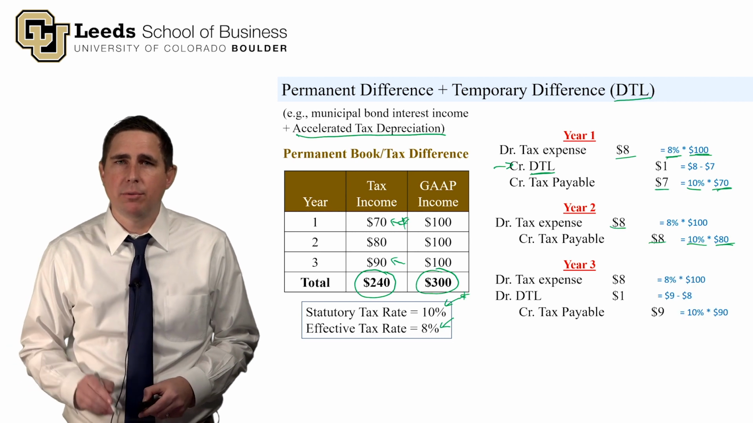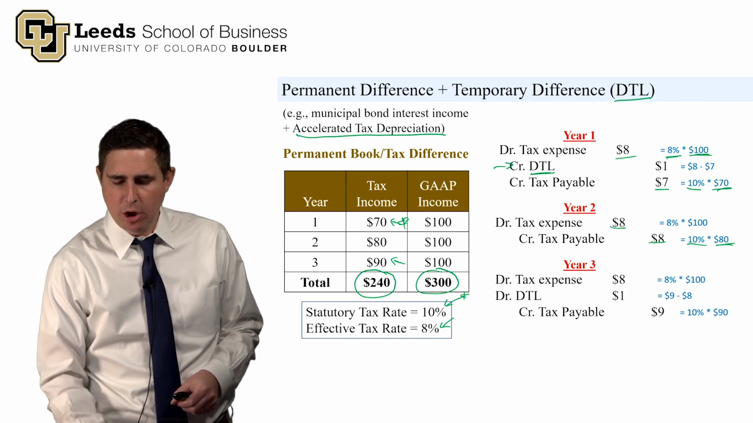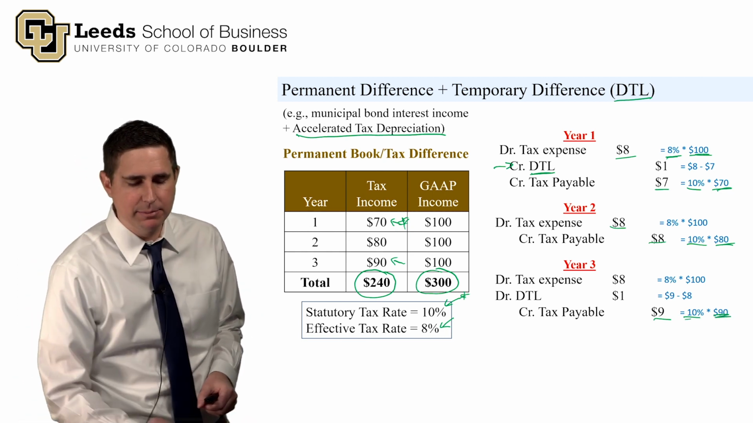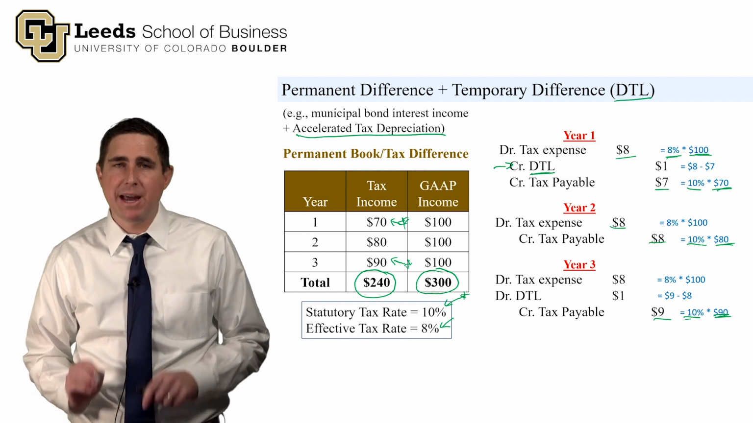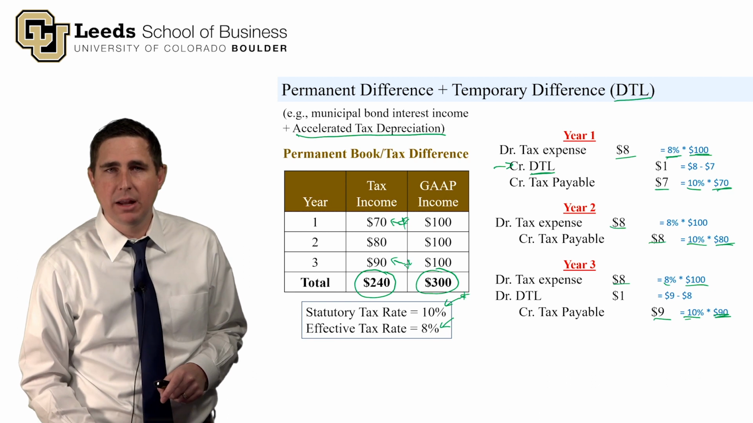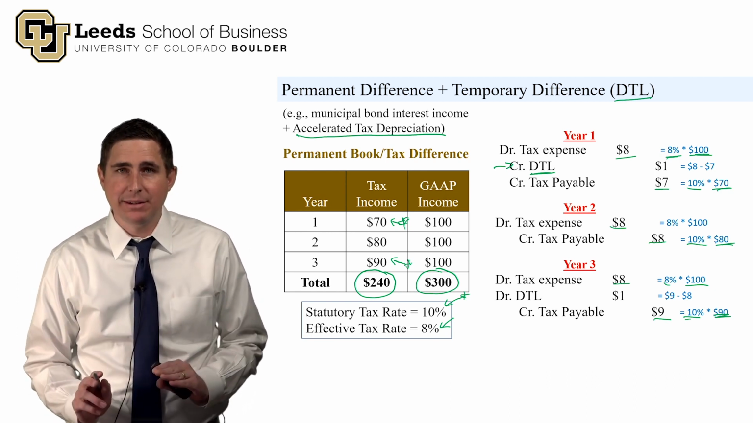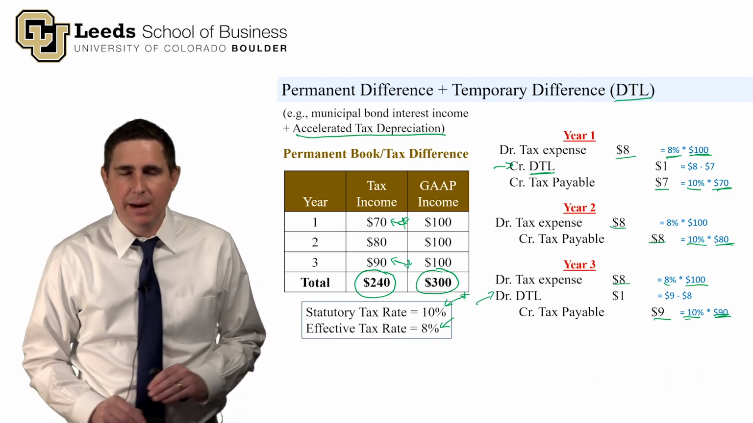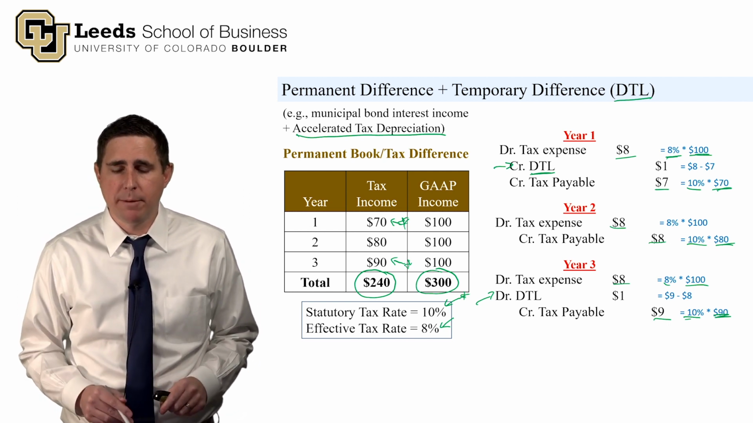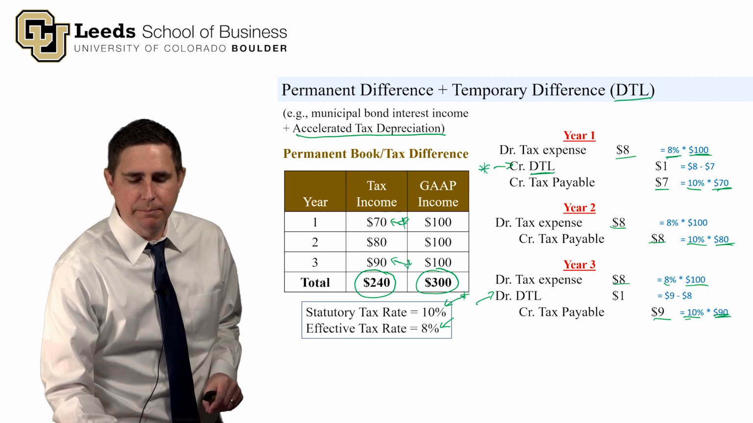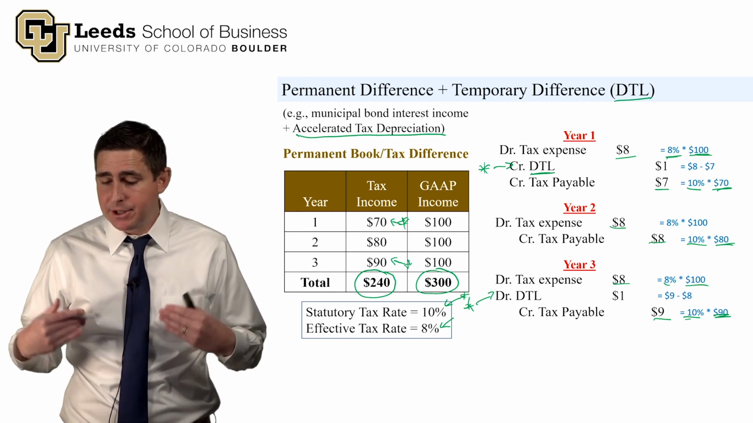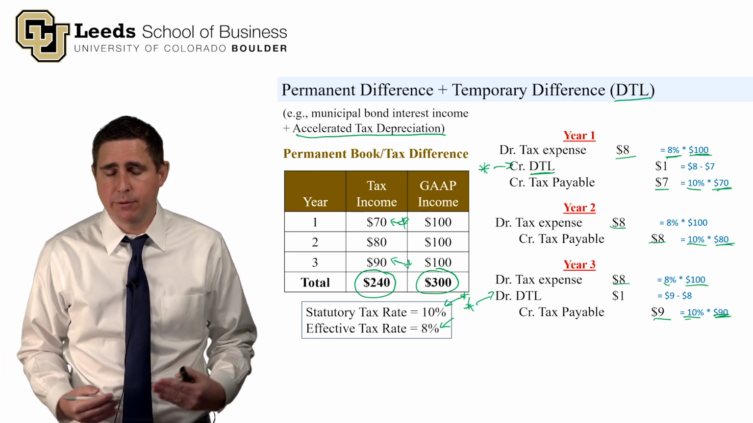And finally, in year 3, how much should we pay to the government? Well, taxes payable is $9 now, 10% of the $90. See how this is up to $90 now? So now we're paying $9 to the government. Tax expense is still the 8% times $100 of $8. And now we need a debit to balance this journal entry. And this debit is just reversing out that deferred tax liability that we created in year 1. So here we created it in year 1, and we're reversing it out in year 3. It went away.